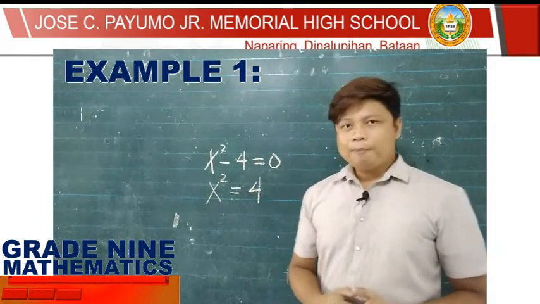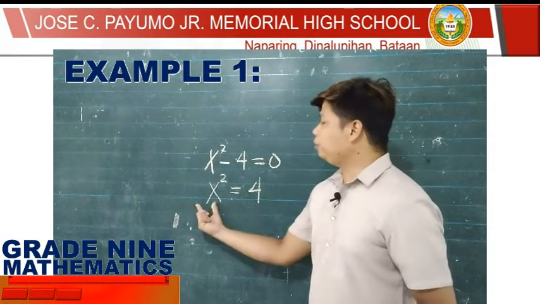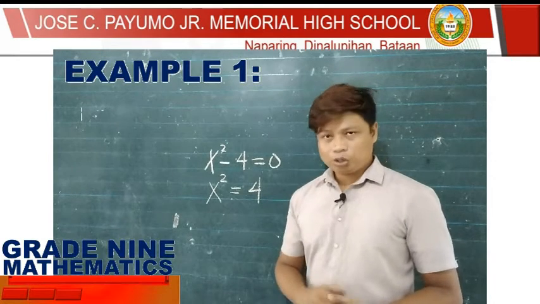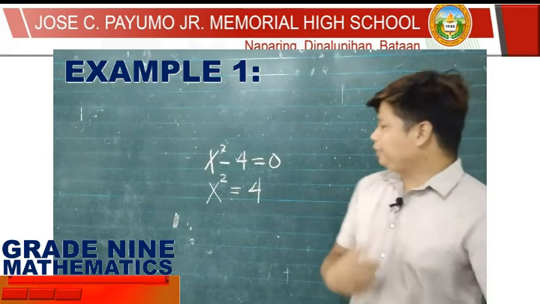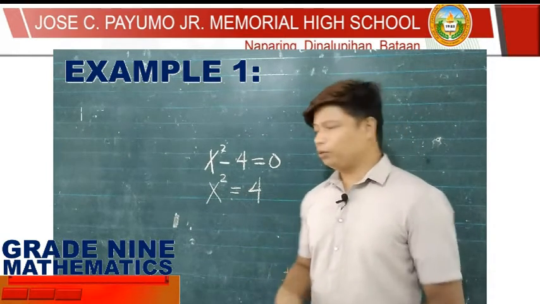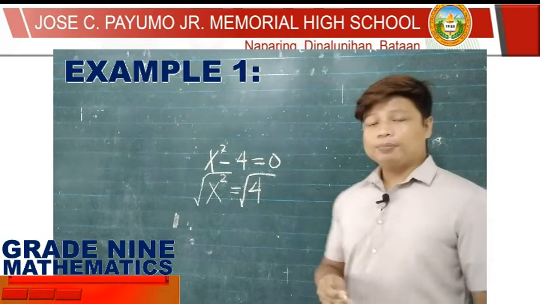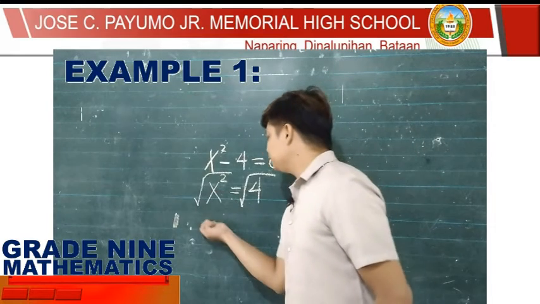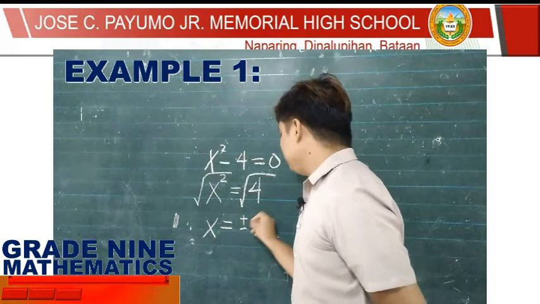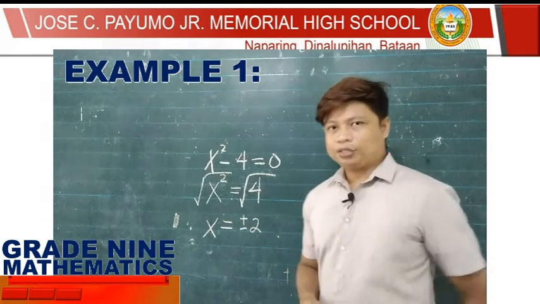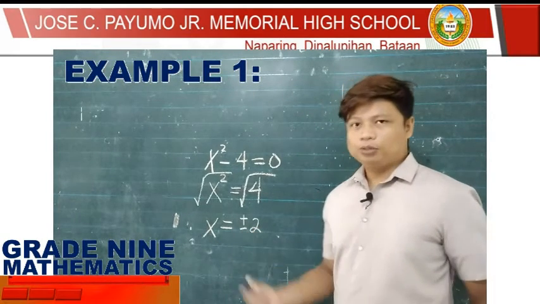And second step, make sure that the numerical coefficient of x squared is 1. In this case, the numerical coefficient of x squared is already 1. So we can now proceed with step number 3, extracting the square root. So we have to extract the square root of x squared, then extract the square root of 4. So the square root of x squared is x, and the square root of 4 is positive and negative 2. So therefore, our answer is x is equal to positive 2 and x is equal to negative 2.